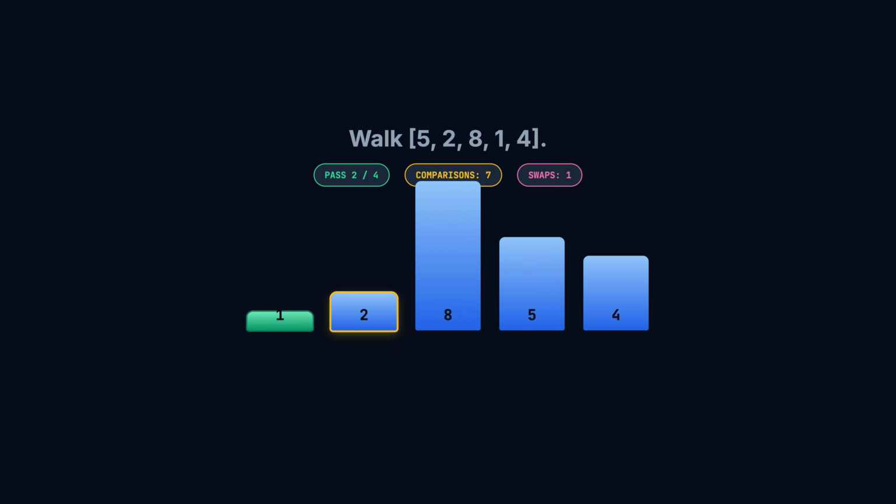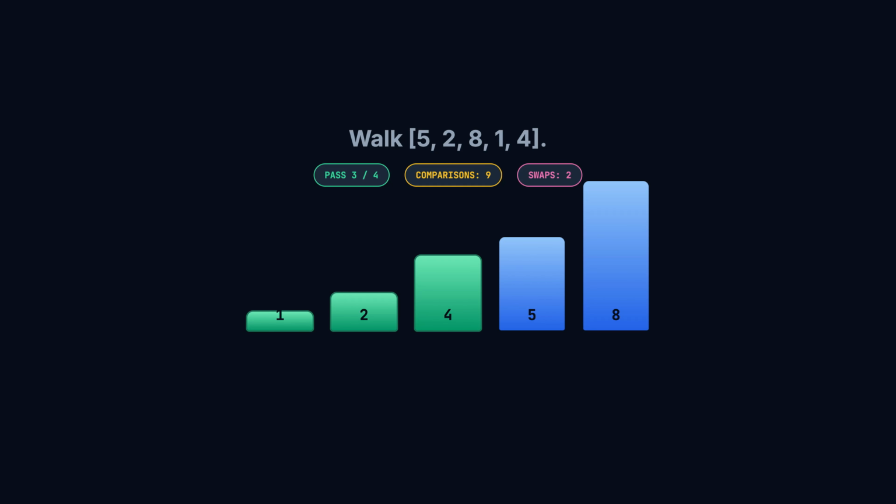Pass 3. Scan from index 2. Smallest is 4 at index 4. Swap with index 2. List 1, 2, 4, 5, 8. Pass 4. Scan from index 3. Smallest is 5 already in place. No swap. Done. 10 comparisons. Only 2 swaps compared to bubble sort's 4 swaps on the same input.